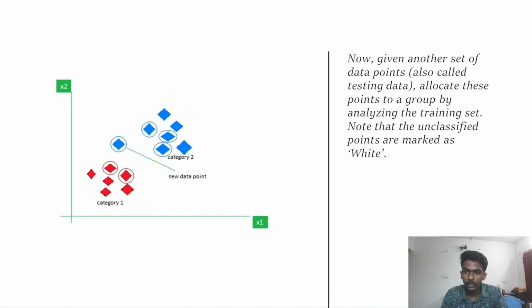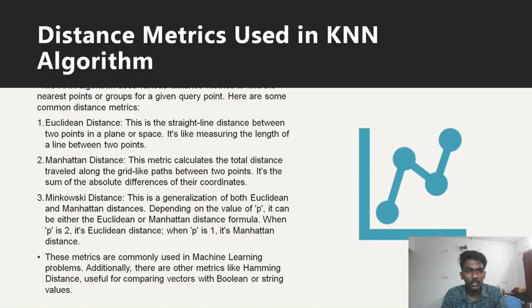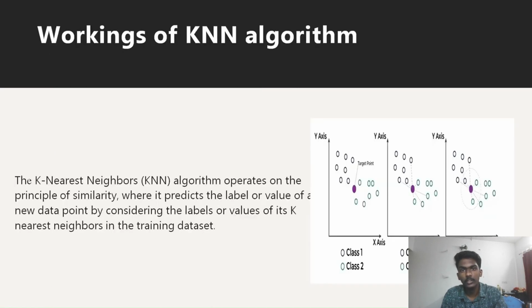Now, in this graph, the data is arranged into two categories and there is a new data point. Our task is to allocate that new data to the appropriate category. It can be done by the distance metrics used in the KNN algorithm. There are some common distance metrics. Number one, Euclidean distance. It is the straight line distance between two points in a plane or a space. Manhattan distance. This metric calculates the total distance traveled along grid-like paths between two points. Minkowski distance. This is a generalization of both Euclidean and Manhattan distances.